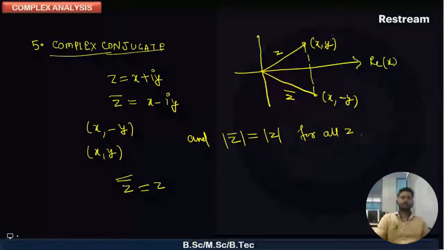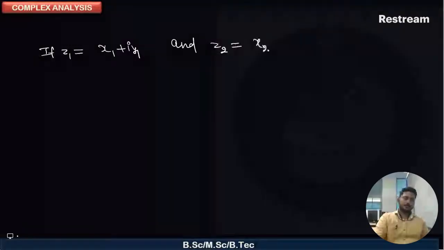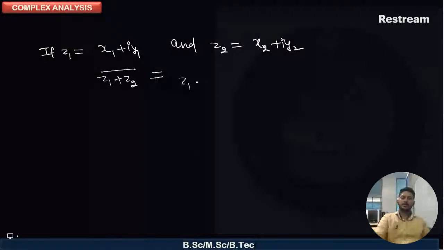Now our next aim is to discuss this. If z1 is x1 plus iota y1 and z2 is x2 plus iota y2, take the sum of z1 and z2. Let us put the notation z1 equal to x1 plus iota y1 and z2 equal to x2 plus iota y2.